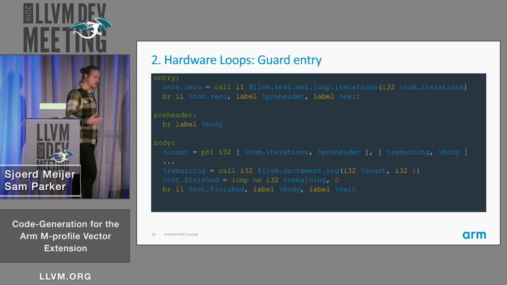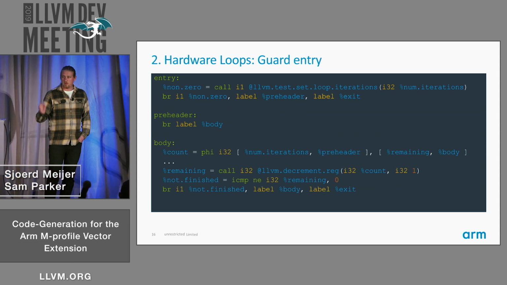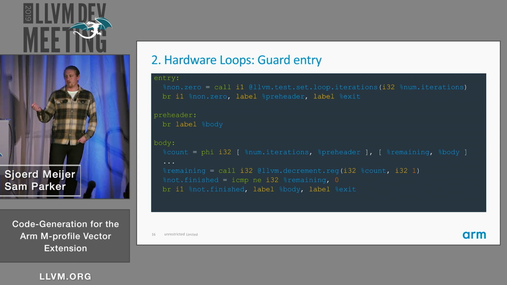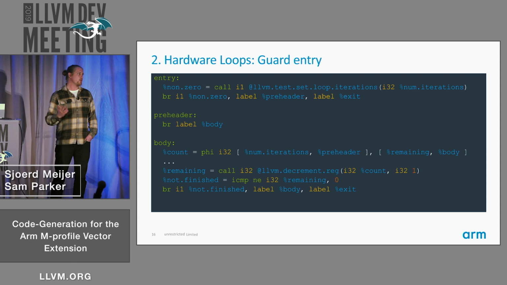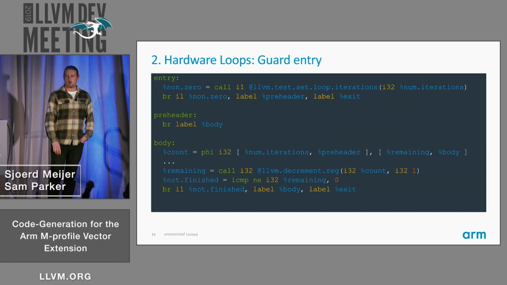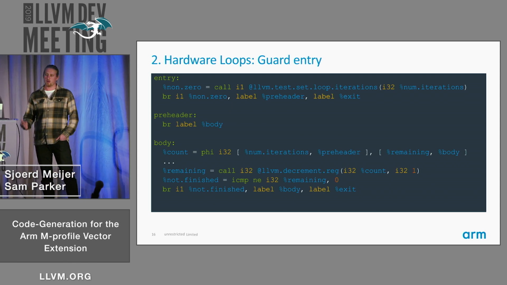Second example is using the test set form. So the set loop iterations is no longer in the pre-header, but it's in the pre-header's predecessor. So we're controlling whether we're entering the loop or not.